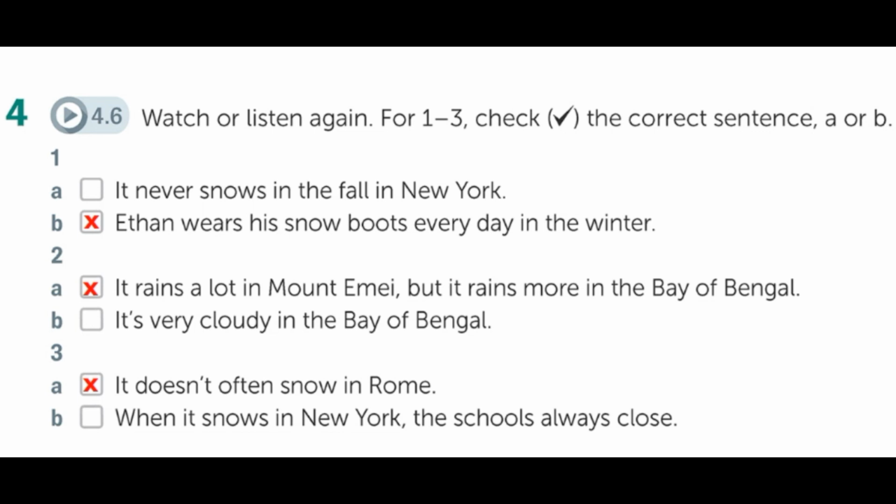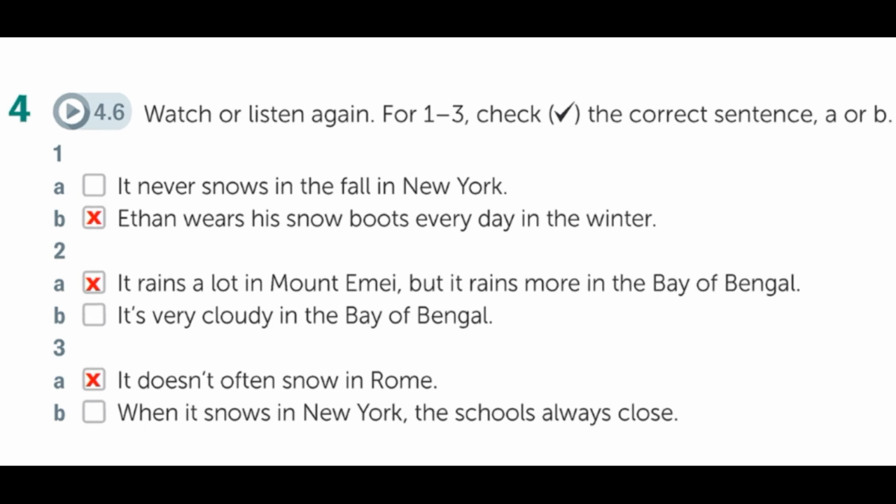What are those on your feet? Oh, these are my snow boots. I wear them every day in the winter so my feet never get wet. You see? So he wears his snow boots every day in the winter. And when I say that it never snows in the fall, it's not true. Sometimes it snows in the fall in New York, right?